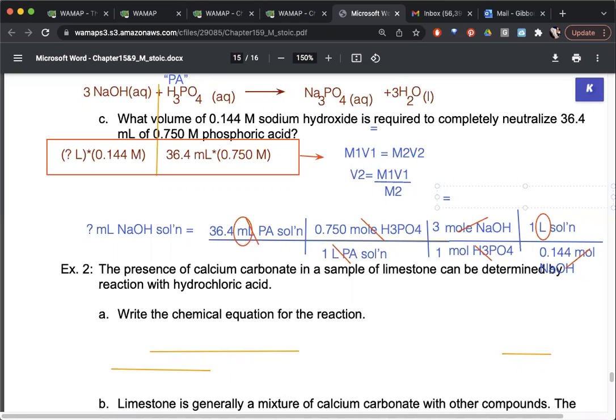Okay, so 36.4 times 0.75 times 3 divided by 0.144. If you did a conversion, then you'd divide by 1,000 first, and then multiply. Yeah, there you go. So I get 11.7936 milliliters, and we're not going to be able to measure it that precisely, but let's just take a look at the sig figs. We're looking at 3 all around. So about 11.8 milliliters.